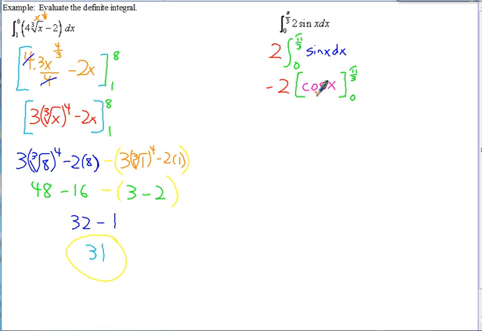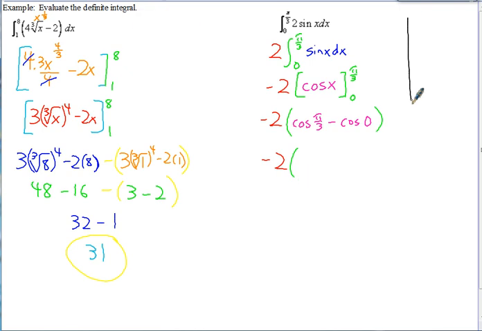All right, so this time we have a negative 2 out in front. And then we're going to substitute in the upper limit first, so that becomes the cosine of pi over 3. And then minus, we're going to substitute in the lower limit of 0, so cosine of 0. So negative 2, and then the cosine of pi over 3.